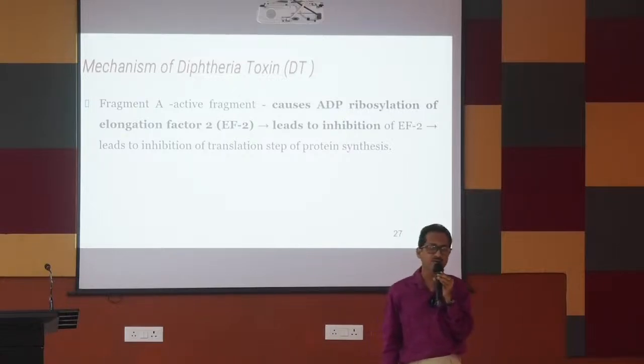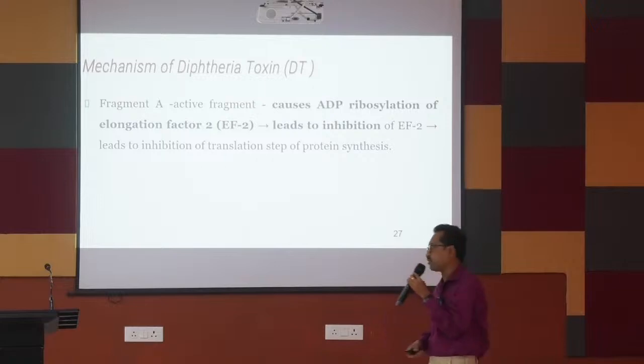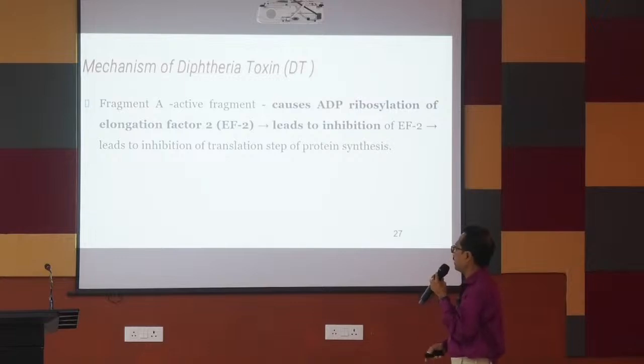What happens when elongation factor 2 is ribosylated? It leads to inhibition of elongation factor 2, and that leads to inhibition of translation of protein, and protein synthesis is disturbed. So this is the mechanism of diphtheria toxin: ADP ribosylation of elongation factor 2, inhibition of elongation factor 2, inhibition of the translation step of protein, and protein synthesis is inhibited.